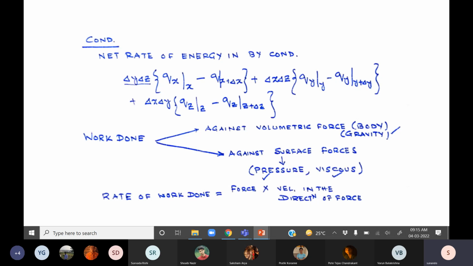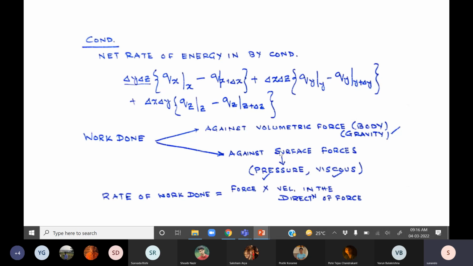So what remains to be evaluated is what's the work done. Now you could have situations in which work is done against a volumetric force. The volumetric forces are more commonly known as body force. One example could be gravity, which is used here for developing the equation. You could have electrostatic, magnetic, or other forces. Only, instead of acceleration due to gravity, you need to add the corresponding term for magnetic and for electrostatic.